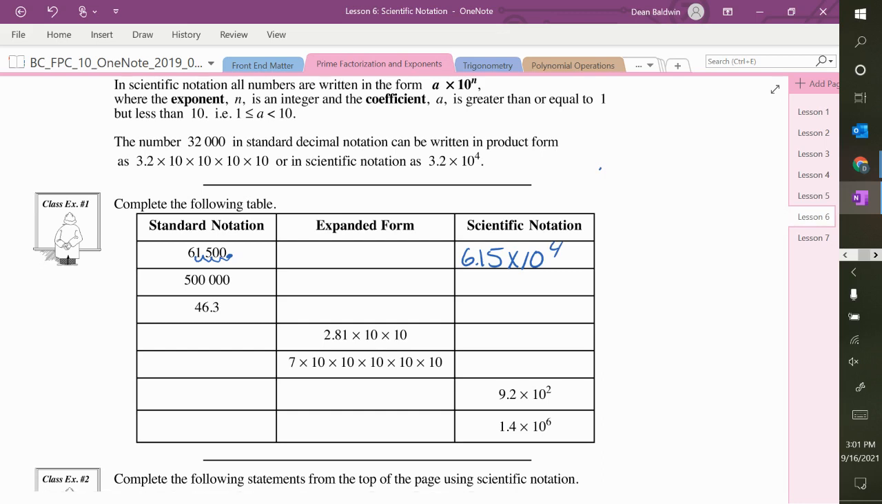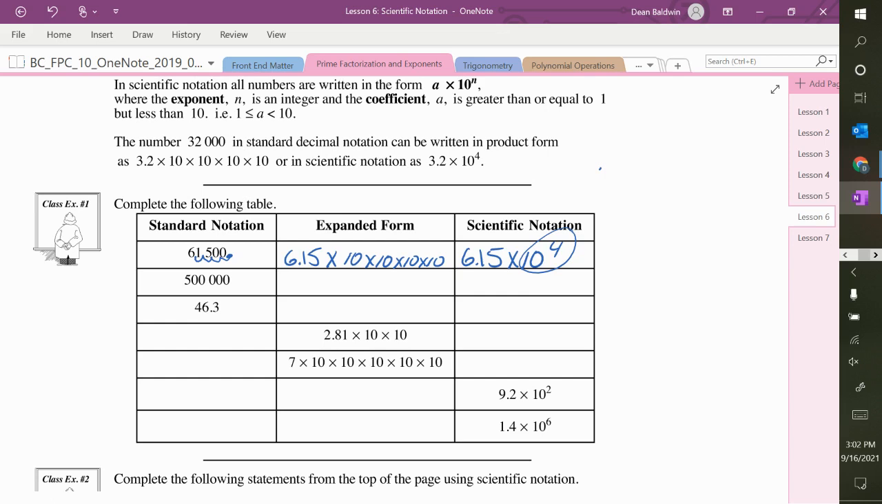So 6.15 times 10 to the 4 is equal to 61,500. Okay? The other way you can think of it, that a lot of people don't really think of it this way, 6.15, this is the same as 6.15 times, how many 10s are there in this notation? 4 of them. 10 times 10 times 10 times 10. Okay? Nobody really writes that, but that's sort of the idea, is it's 6.15 times 10 to the blah.